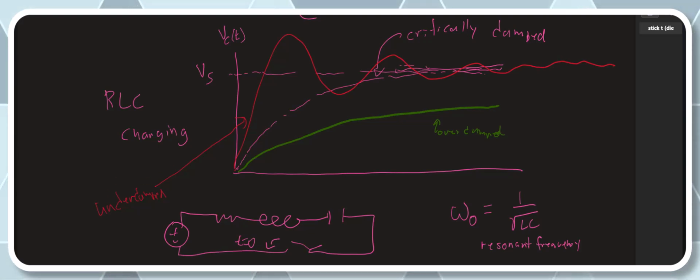Did I print out my solutions? That's overdamped, and that is showing one that's charging. If you have one that's discharging, you have similar sort of stuff. Let me see if I have a graph.